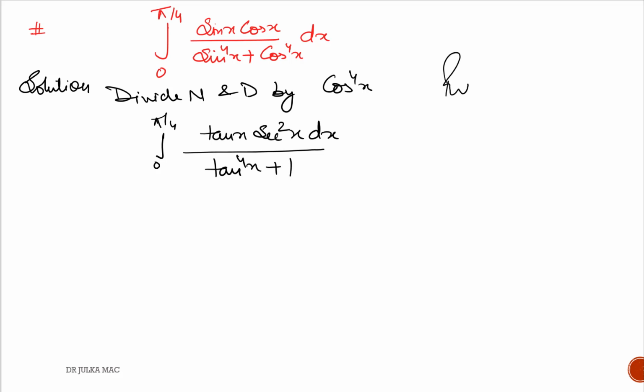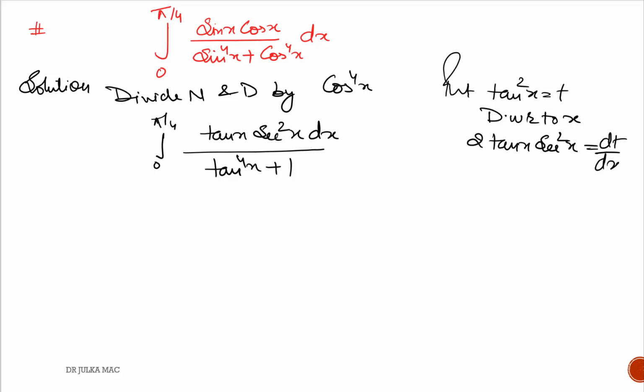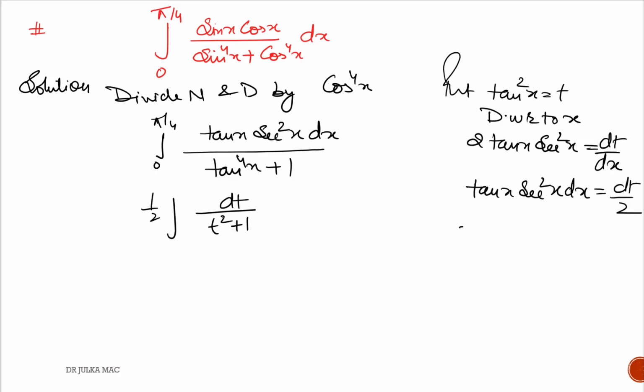Now put tan square x equals t, and when we differentiate with respect to x on both sides we will get 2 tan x sec square x equals dt by dx. So tan x sec square x dx equals dt by 2. Replace tan x sec square x dx by 1 by 2 dt and tan square x by t. Now again change the limit. When x is 0, t is 0. When x is pi by 4, t is 1.